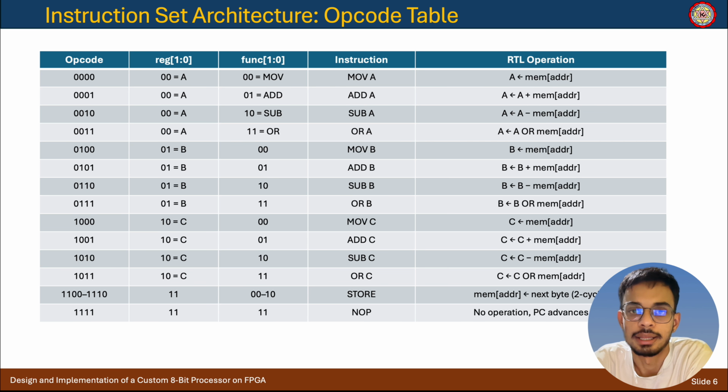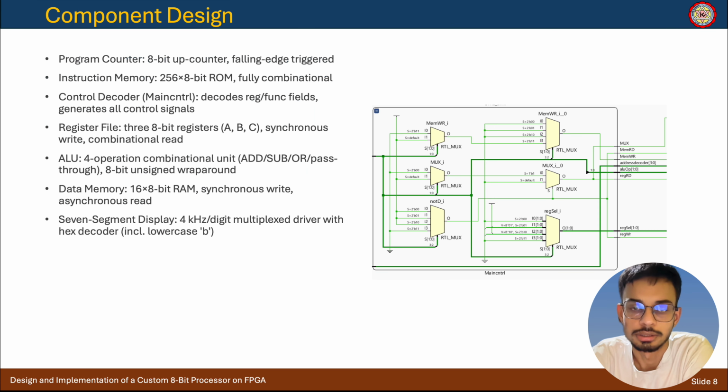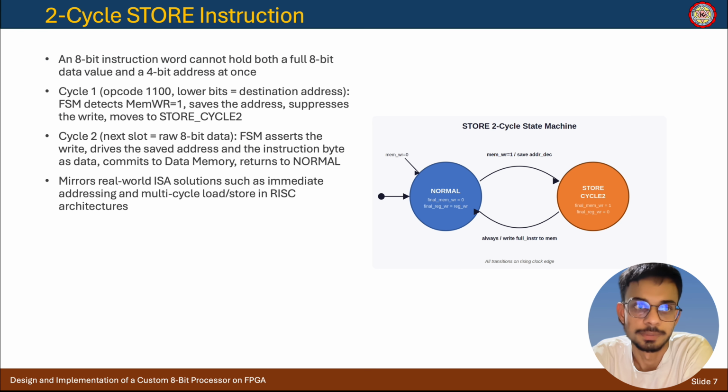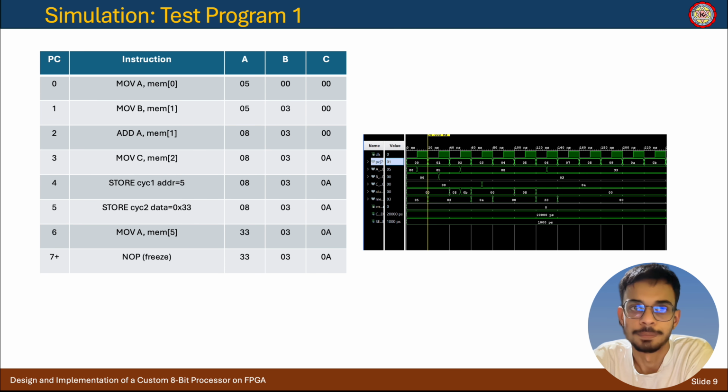These are the opcodes: move A, add A, and so on, each working with a memory address. The instructions are clearly written here, so I will explain them. The 2-cycle store instruction, I already mentioned. And for component design, this is the design of the MUX, which selects either the ALU operation or the direct memory. And this is the test program, from which we can learn how the instructions work.